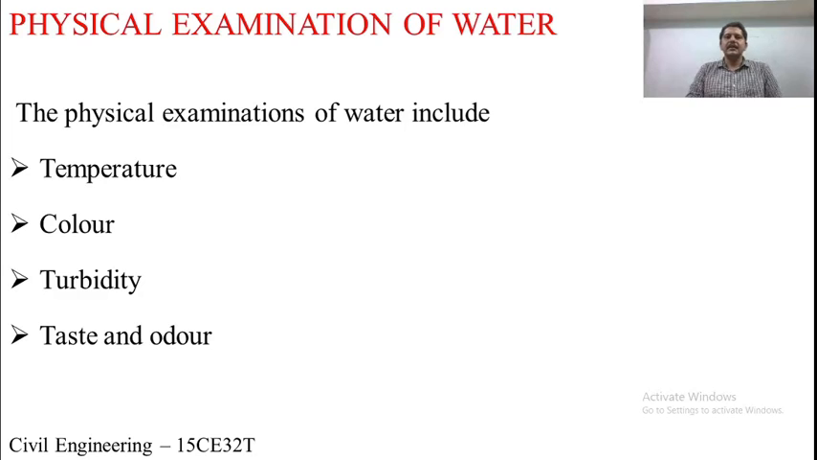So let us see. There are three types of examination of water we have already discussed. First one is the physical examination of water. Second one is the chemical examination of the water. Third one is the bacterial examination of the water. Let us see one by one. What is the physical examination of water? The physical examination of water includes temperature, color, turbidity, taste, and odor.